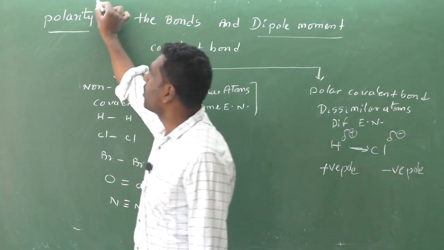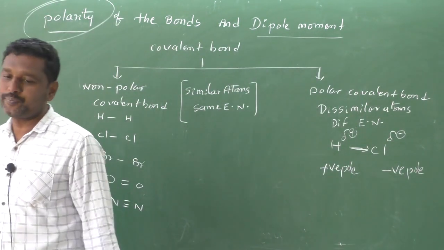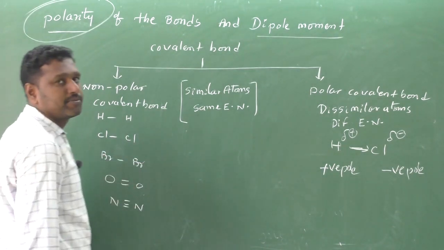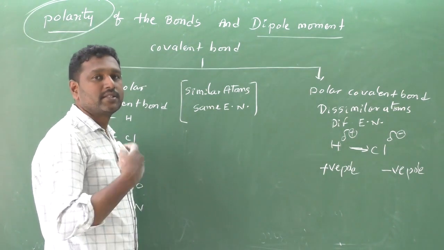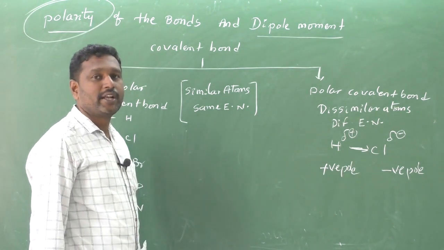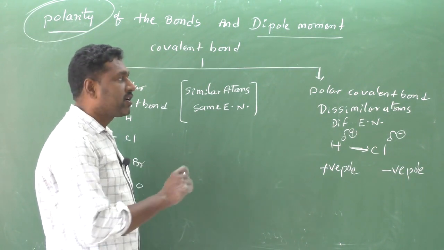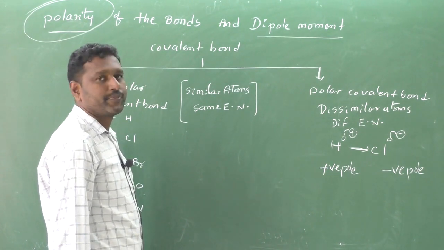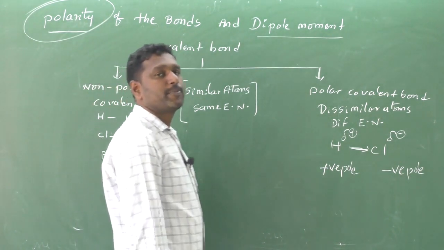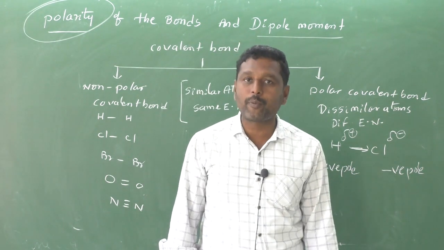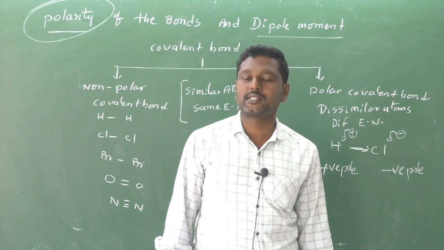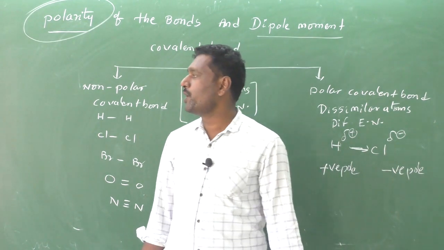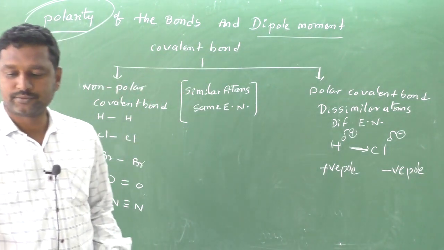The property is called polarity. So we are observing this in dissimilar atoms, which have different electronegativity. In a polar molecule, the property is called polarity. The molecules which exhibit polarity also exhibit one more property. That property is called dipole moment. What dipole moment is, we will discuss in this class.